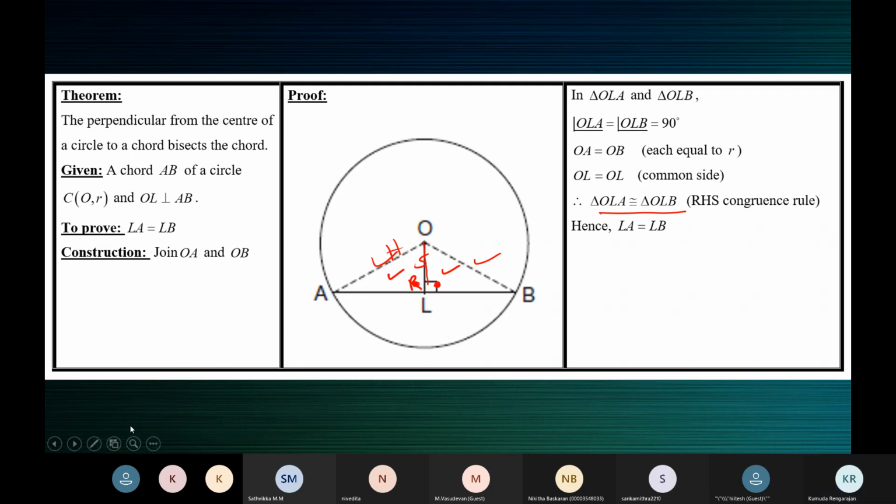Understand, children? Yes, ma'am. The perpendicular from the center of a circle to a chord bisects the chord. Circle, chord, from the center, if you drop a perpendicular to the chord, the perpendicular bisects the chord, cuts the chord into two equal halves.